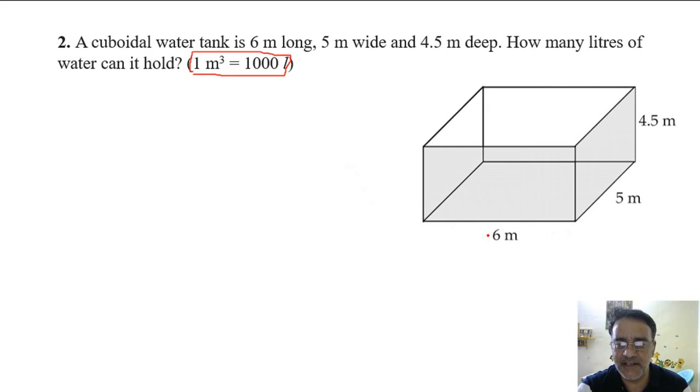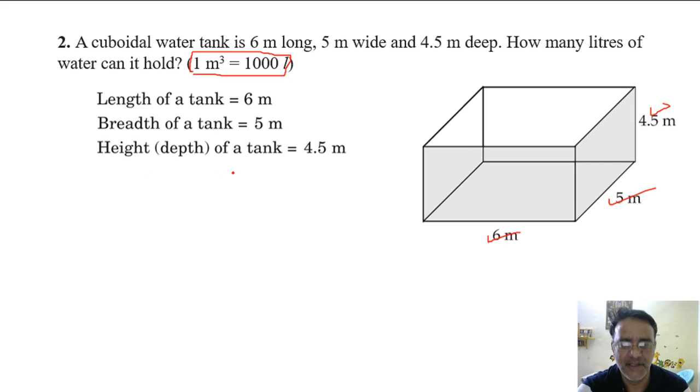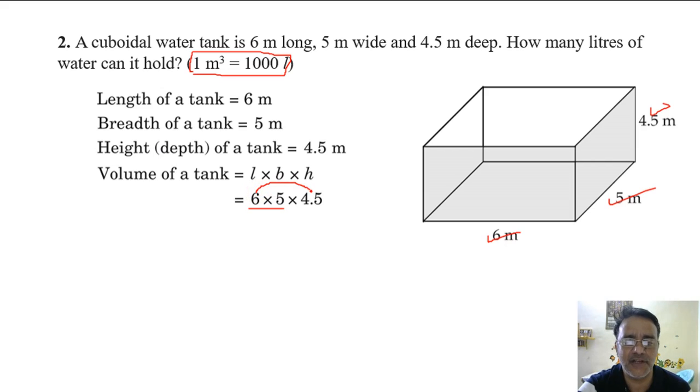So this is the rough sketch. Length is 6 meter, breadth is 5 meter, and the depth, that is the height, is 4.5 meter. So what is the volume of this tank? Length into breadth into height. Very good. So we'll substitute 6 into 5 into 4.5. If you multiply 6 into 4.5, that is 27, into 5, we get 135 meter cube.